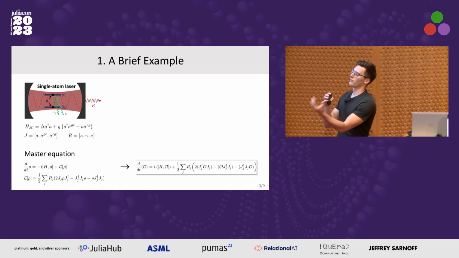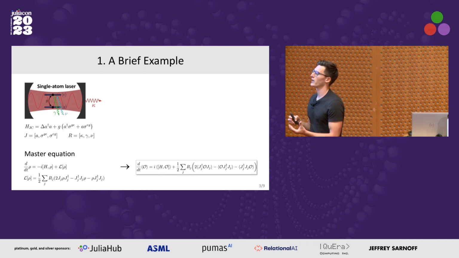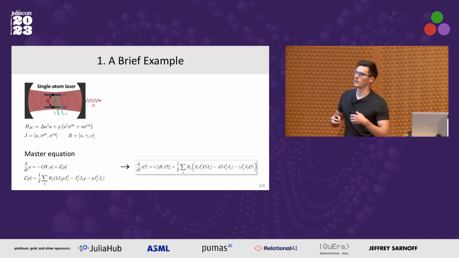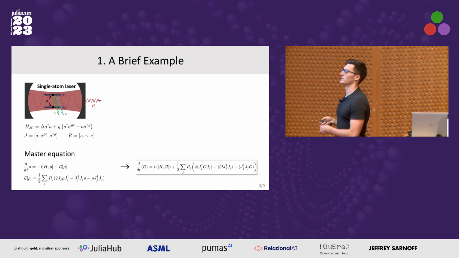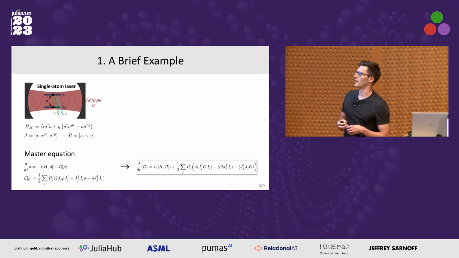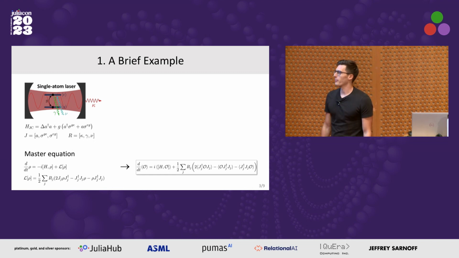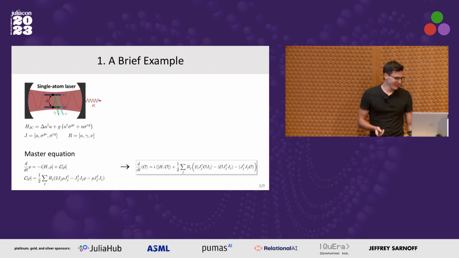If you want to compare this with the Schrödinger equation, the master equation is basically for open quantum systems what the Schrödinger equation is for closed systems, and in this case here, the equation for a closed system would correspond to the Heisenberg equation, sorry.